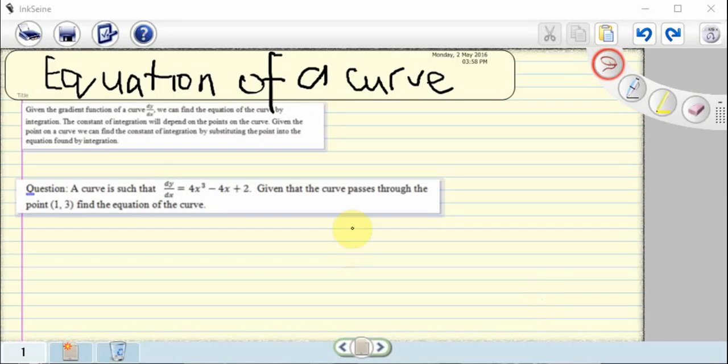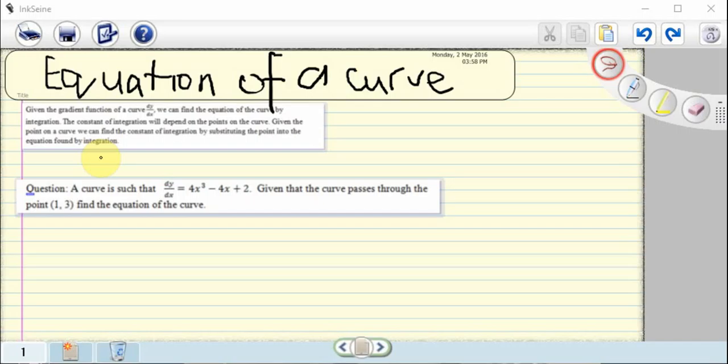Given the gradient of a function of a curve, dy by dx, we can find the equation of the curve by integration. Now, the constant of integration will depend on the points on the curve. So in order to find that constant, you need to be given a point on the curve. And after you have integrated, you substitute your points to find the value of c.